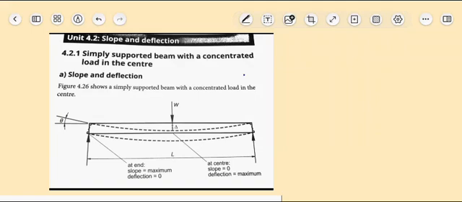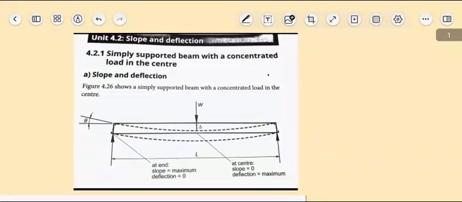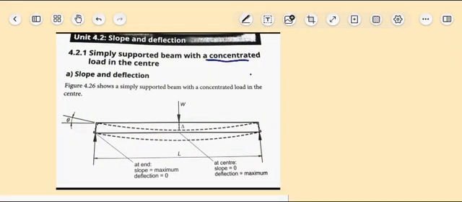We're still under Strength of Materials N6. Let us look at slope and deflection. Today we'll be focusing on a simply supported beam with a concentrated load in the center. That means it's a point load. It's not a distributed load, it's not a UDL. So we'll talk about slope and deflection. Figure 4.26 shows us a simply supported beam with a concentrated load in the center.